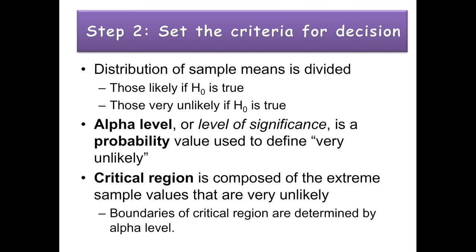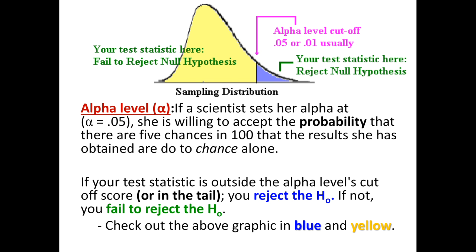And you, as a researcher, can set your alpha level at whatever you want. 0.05 is the most common for the social and behavioral sciences, but I have seen 0.01, 0.1, 0.025. And that alpha level is going to set the critical region. The critical region is composed of the extreme sample values that are very unlikely to occur just from chance alone, and the boundaries of the critical region are determined by that alpha level. Alpha is denoted with this Greek letter. So let's take a look here.